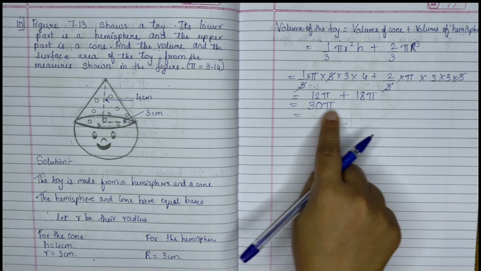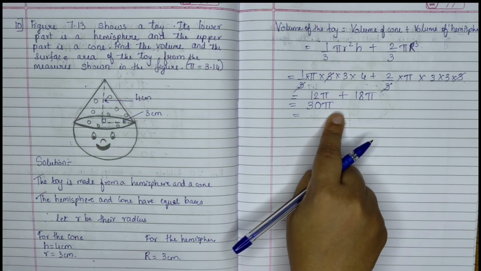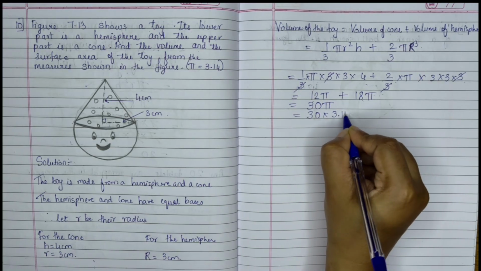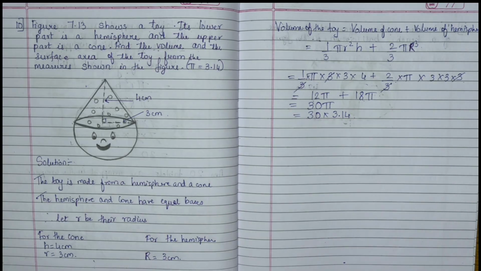Now pi was given as 3.14, so 30 multiplied by 3.14. Okay, so you can multiply that.